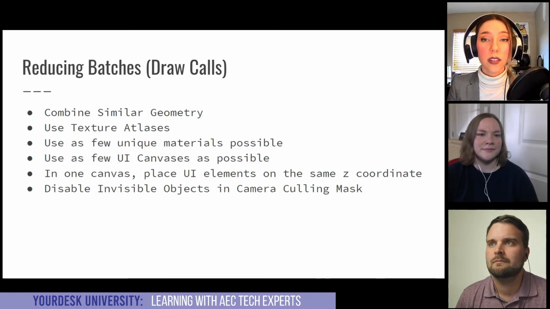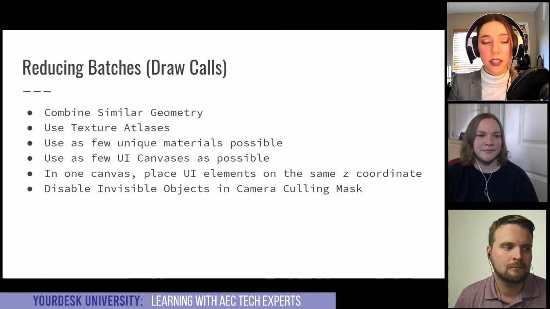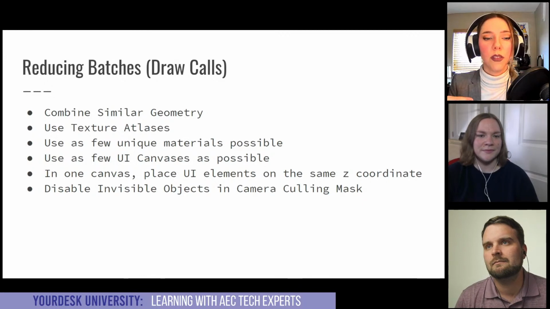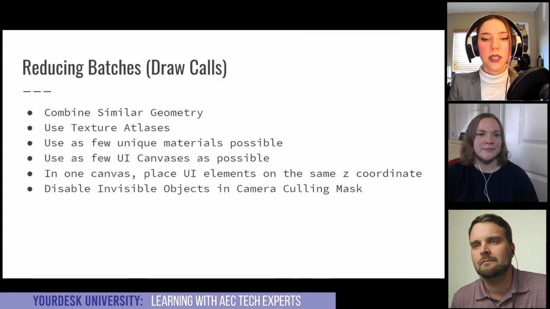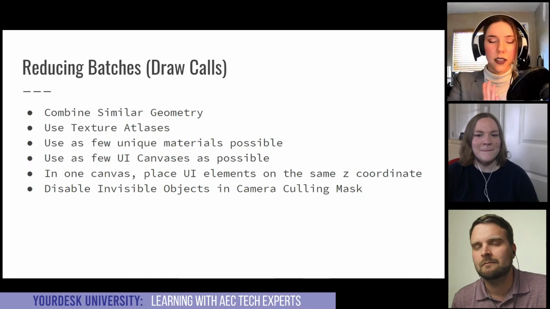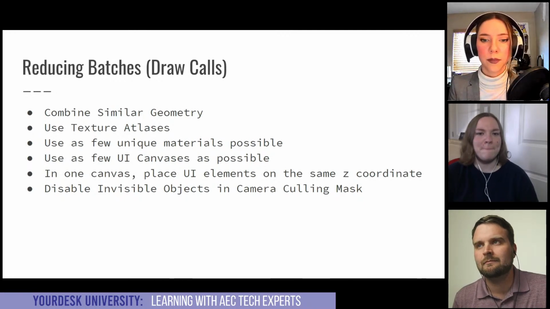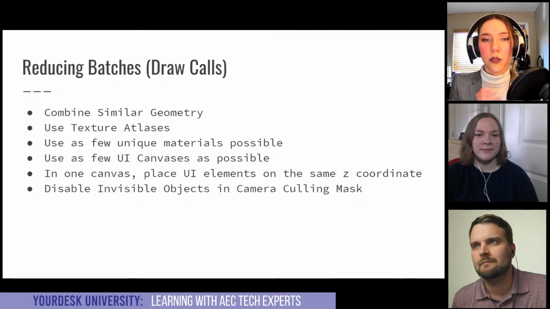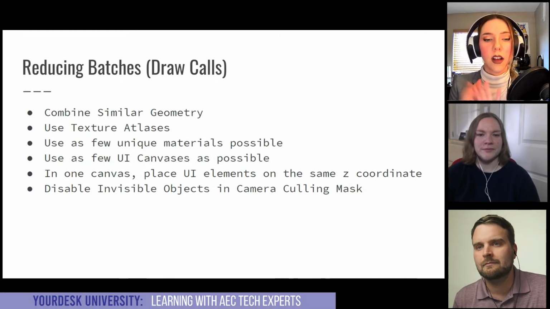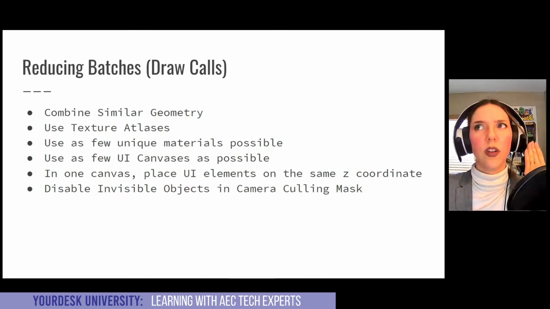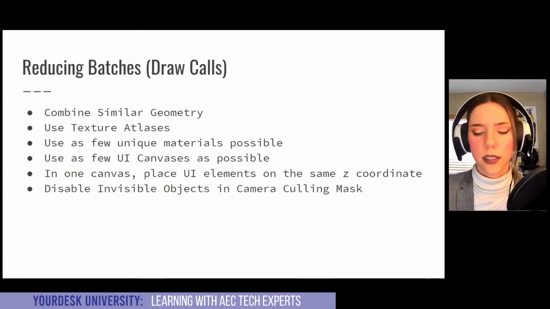And then, of course, if you have things that are invisible, it's important to disable the invisible objects, specifically in the culling mask on the camera. So culling means like removing things. We talk about occlusion culling and things like that. So in the culling mask on the camera, you can disable when you see invisible, or we don't see invisible objects, making sure they are not being drawn. It's because they can still be drawn while disabled, if that makes sense. So yeah, that's all about batches.